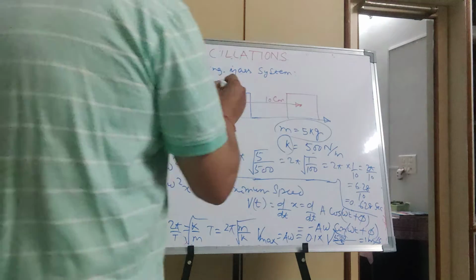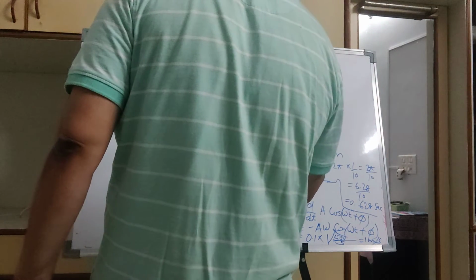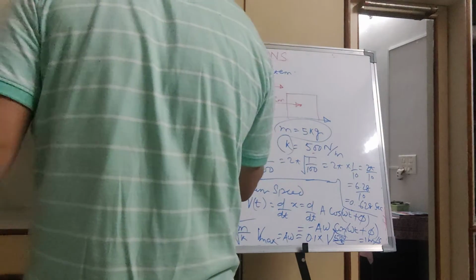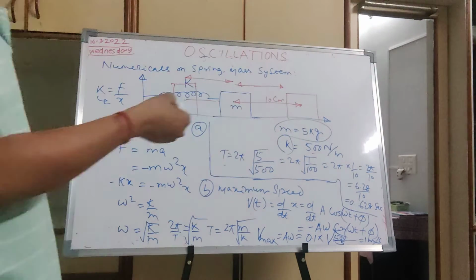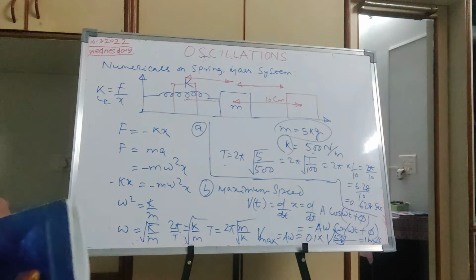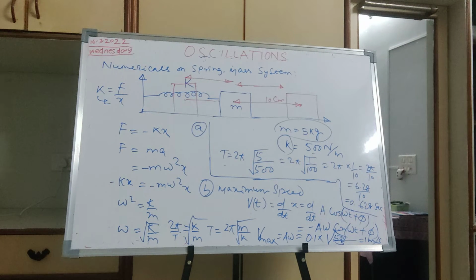So this mass will come to the center, and then it will overshoot, and then it will come back to the original position later. This simple harmonic motion will go on in this 10 centimeter.